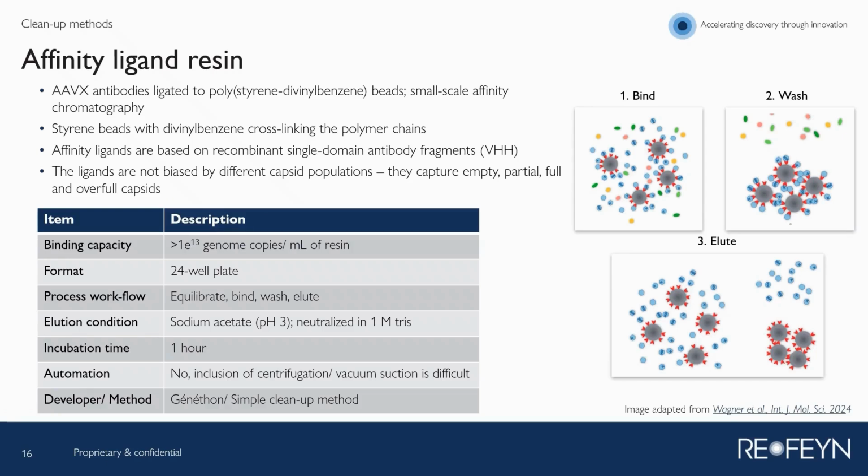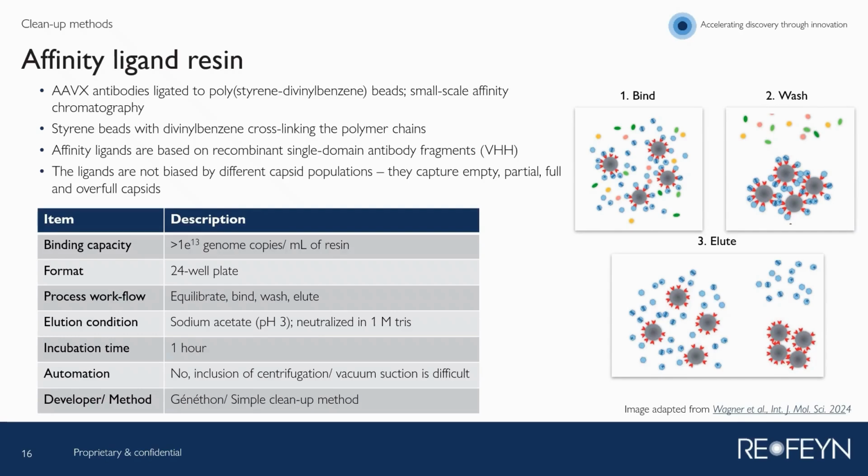These affinity ligands are recombinant single domain antibody fragments targeting capsid proteins on the AAV capsid. Looking at the schematic on the right, the first step is the incubation step, which takes about an hour, the time required for your AAV capsids to saturate the affinity ligands ligated to the resin. As you can see from the image, these ligands are not biased by the capsid populations, which means they can equally capture or bind your empties, partials, fulls, and overfull capsids.